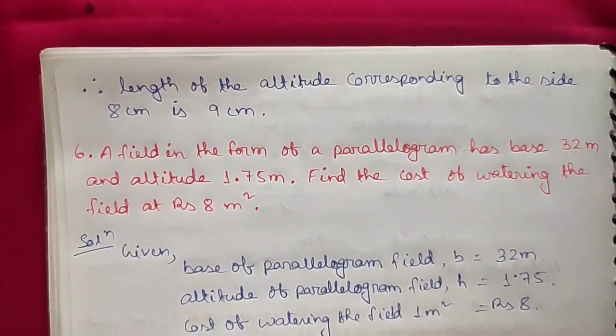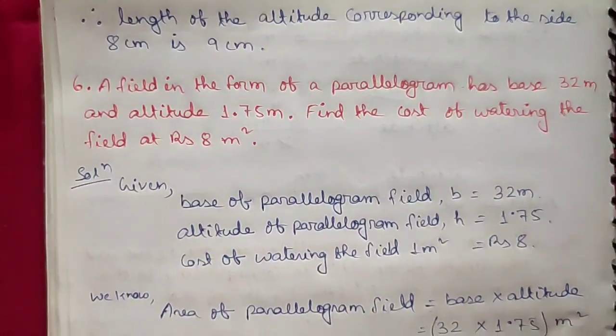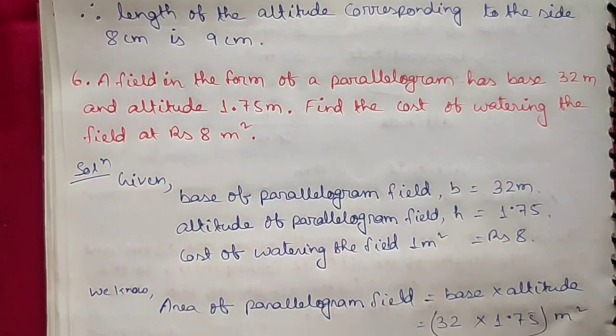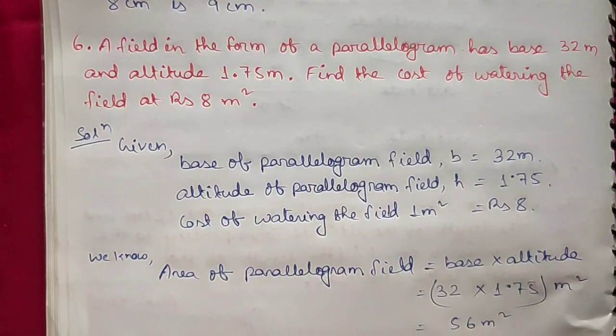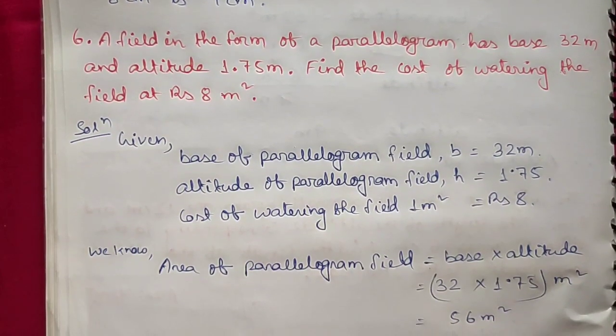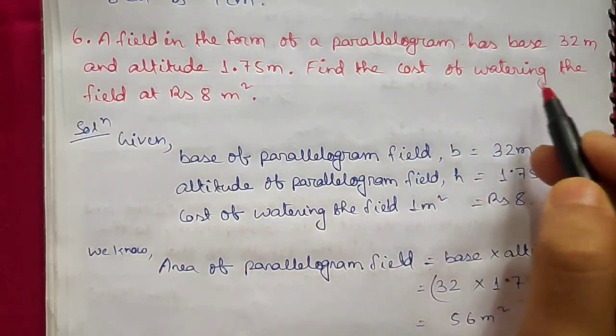Now the sixth question. A field is in the form of a parallelogram, has base 32 meter and altitude 1.75 meter. Find the cost of watering the field at rupees 8 per meter square. That means we have a field which is in the shape of a parallelogram, with base 32 meter and altitude 1.75 meter. Now what do we have to find? We have to find the cost of watering the field.